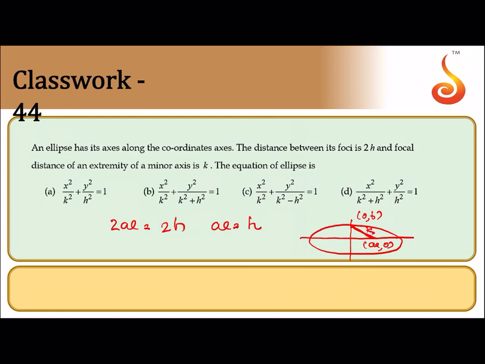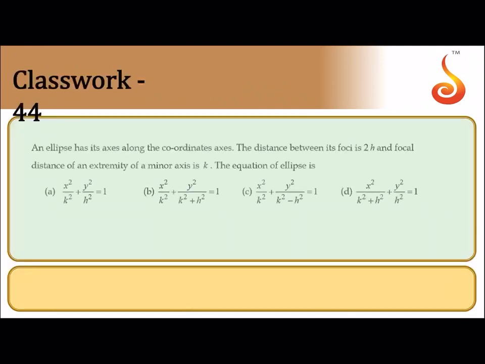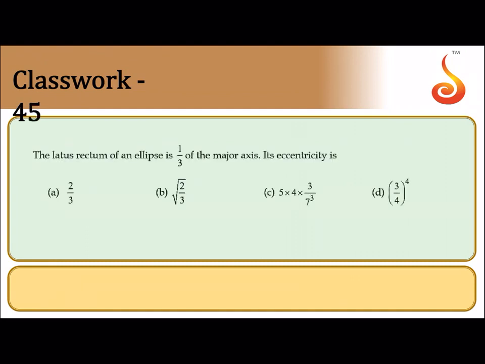So from this, (0, b) is the extremity and this distance is given as k. So using that logic, we get x square upon k square plus y square upon k square minus h square is equal to 1. Option C will come. It's a simple question.